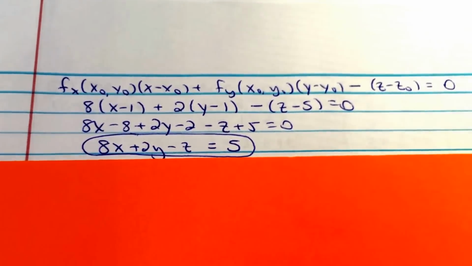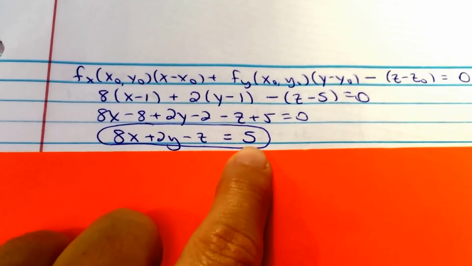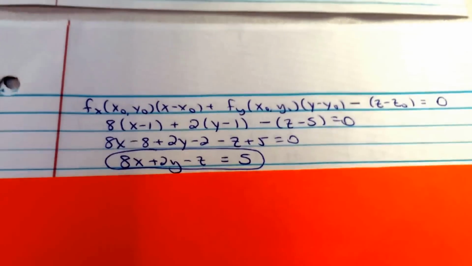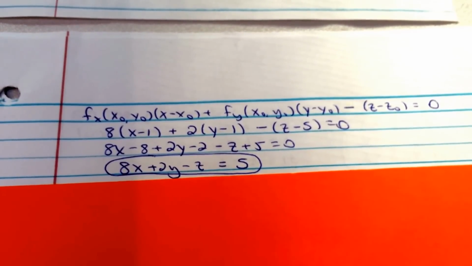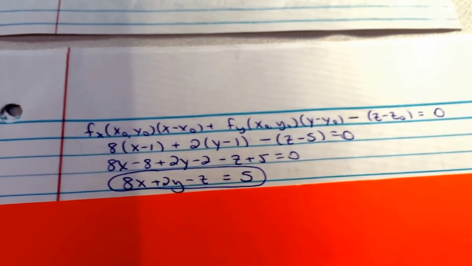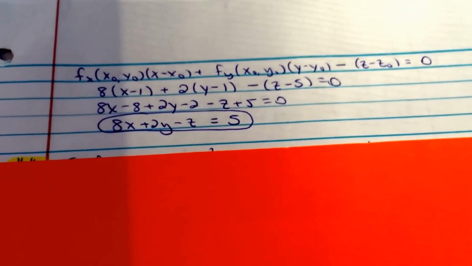Again, I like to put my number on the right, but sometimes the book puts it on the left. So it's not like right or wrong. I like it better on the right. Personal preference kind of thing. All right, so that's the tangent plane using the other formula.